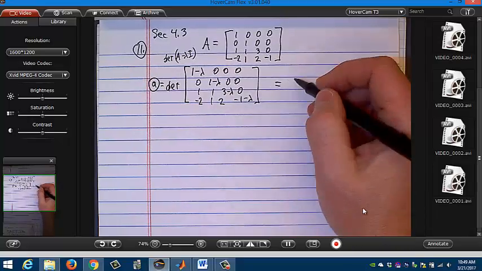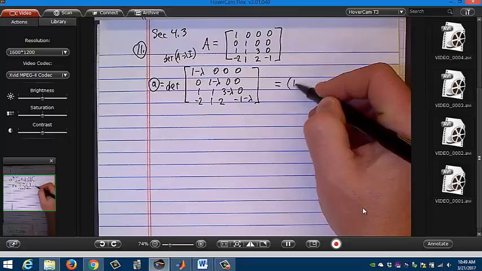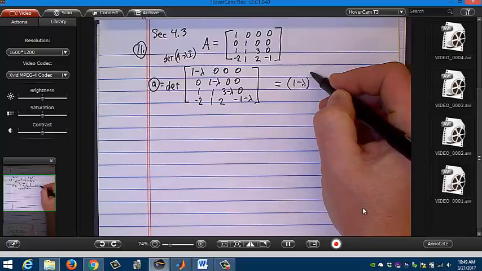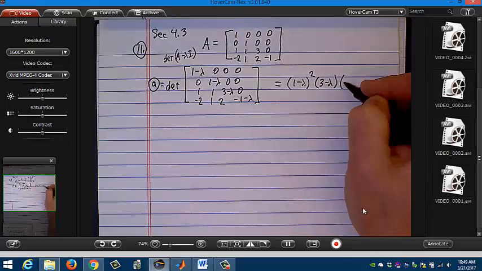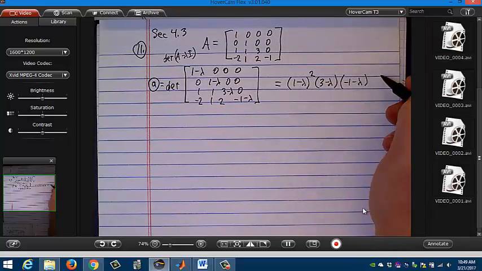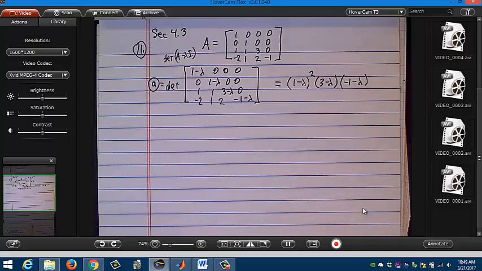And I claim that that equals 1 minus lambda times another 1 minus lambda times 3 minus lambda times negative 1 minus lambda. That is the value of the determinant. Do you see how I know that? Yes. That doesn't always work, but it works if you have what's called a triangular matrix.